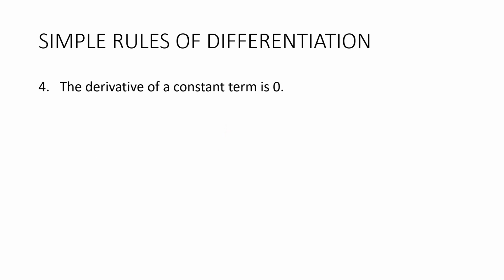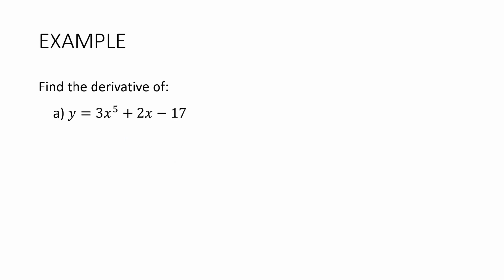Number 4, the derivative of a constant term is 0. Again, let's check this out. Let's differentiate y is equal to 3. That's a constant term. Now that's the same as 3x to the 0. What happens when we bring the power down? 3 times 0 is 0. It wipes the whole thing out. Can you see that? Doesn't matter that the power drops to -1. And that's it for our simple rules.